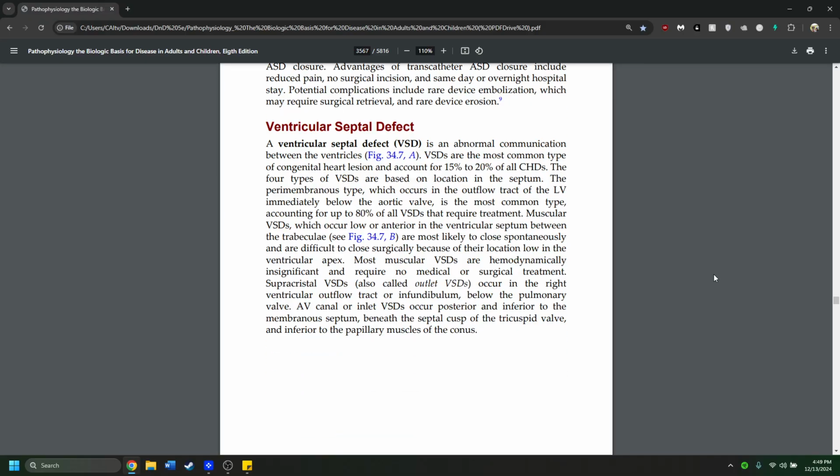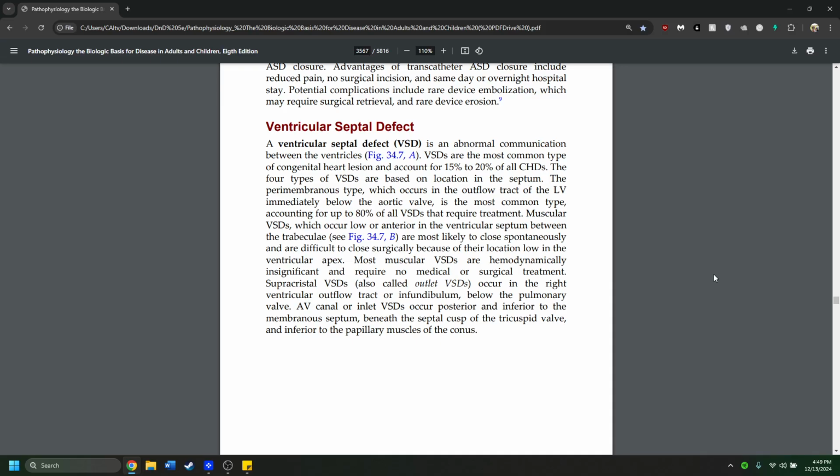So then we have our ventricular septal defect. A ventricular septal defect is an abnormal communication between the ventricles. Ventricular septal defects are the most common type of congenital heart lesion and account for 15 to 20% of all CHDs.